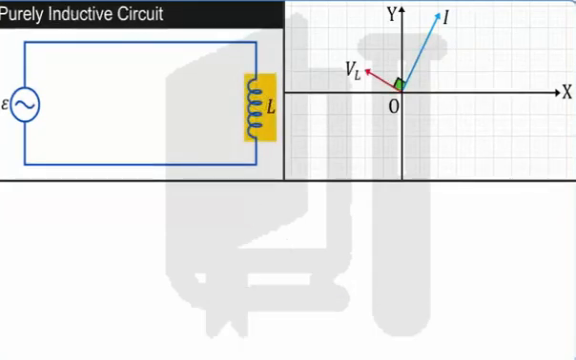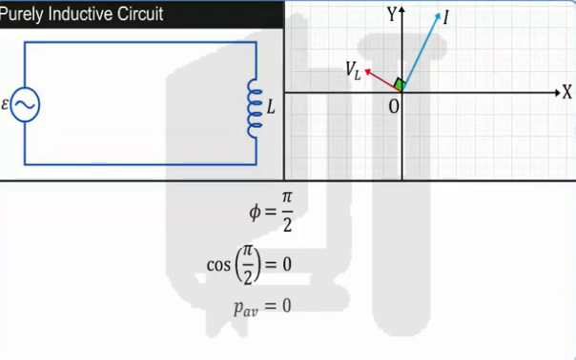If a circuit is purely inductive, then the value of phi is plus pi by 2. That is, the voltage across the inductor VL leads the current I by pi by 2. Since cos pi by 2 is 0, we can say that the power factor of a purely inductive circuit is 0. In other words, there is no power dissipation in a purely inductive circuit.